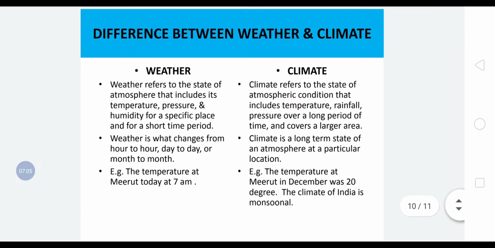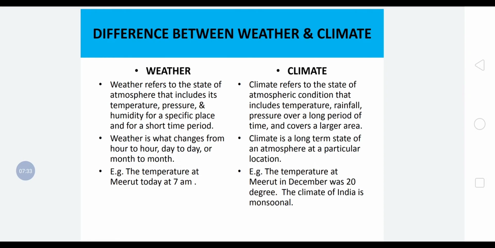The basic difference between weather and climate is that weather refers to the state of atmosphere that includes its temperature, pressure and humidity for a specific place and for a short time period. किसी एक पर्टिकुलर जगह के बारे में और छोटे टाइम पीरियड के बारे में जब हम बात करते हैं मौसम में बदलाव की, तो it is called weather.